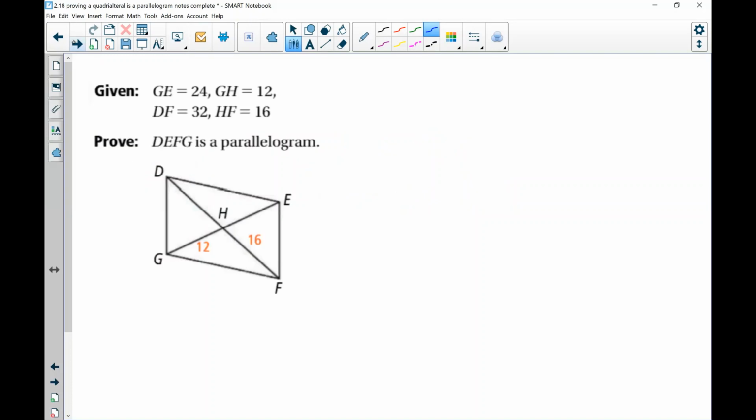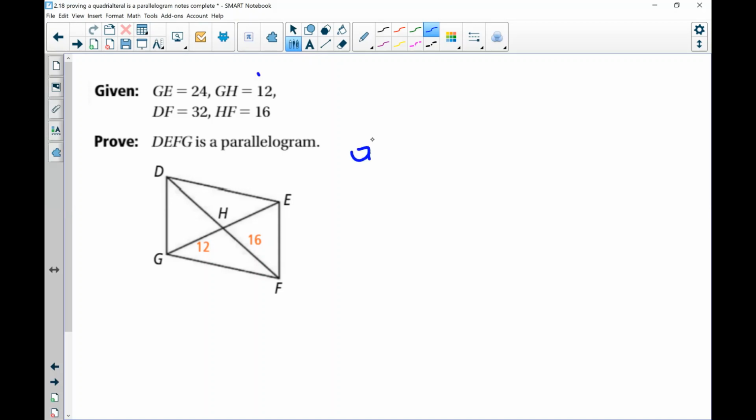Okay, now they're saying given that GE is 24 and GH is 12 and DF is 32 and HF is 16, we need to prove that DEFG is a parallelogram. Okay, so we're dealing with diagonals here. We need to show that our diagonals are being bisected, and we need to show that both of them are bisected. So remember, bisected means cut in half.